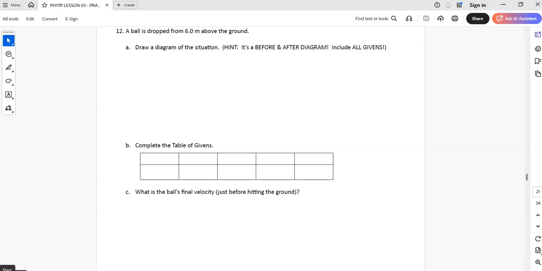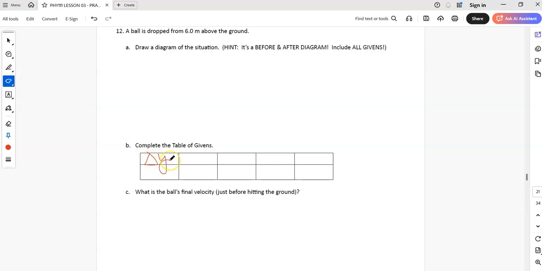And if we look at the problem, it says a ball is dropped from 6 meters above the ground. Now you'll notice there's only one number in this problem. So that means we need to find other numbers that are implicit in the wording of the problem. So we have a height of how far the ball is going to be dropped. That is our vertical displacement, and we can actually start writing in numbers here.